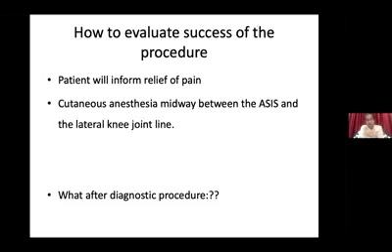Now, once the procedure is done, how am I going to evaluate? The patient himself will say there is a relief of pain in the area of distribution, and there will be a cutaneous anesthesia between the ASIS and the lateral knee joint line. And once my diagnostic procedure is done and it is positive, what is going to be my next step? Now, there are various options available. There may be surgical options or there may be pulse radiofrequency ablation.